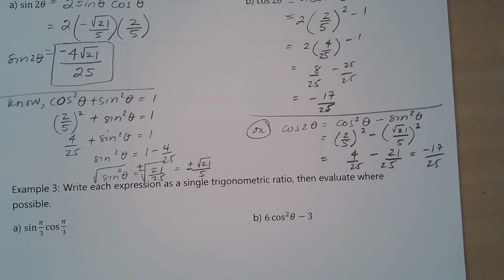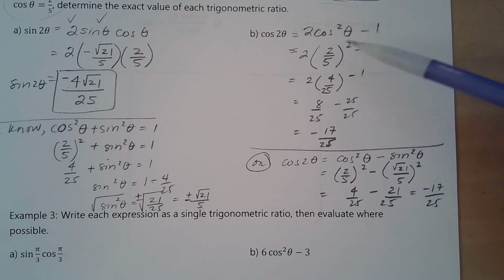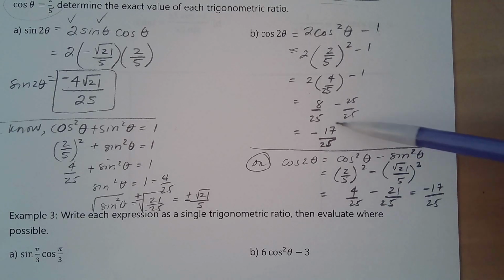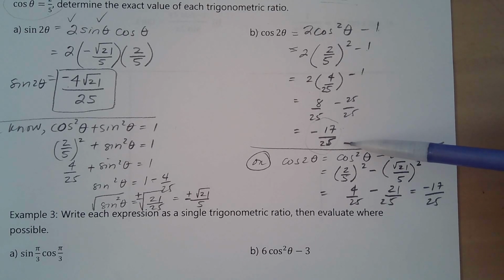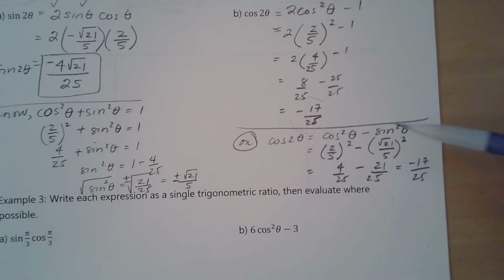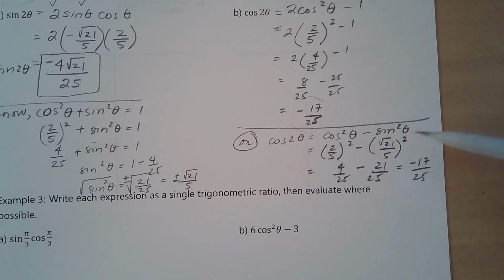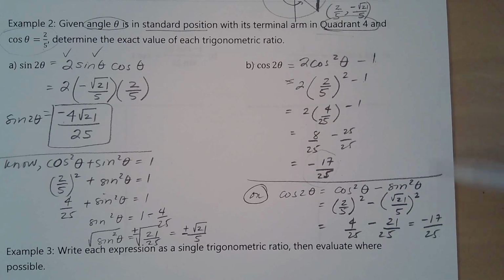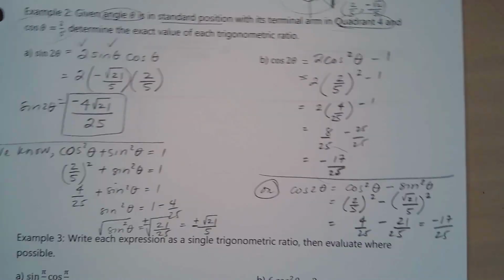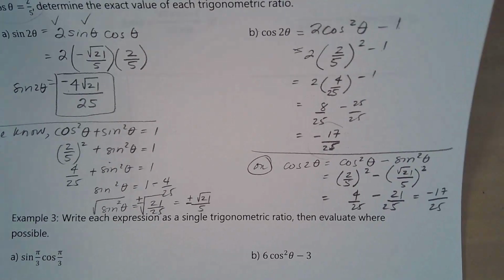Okay. So you probably tried that 2 cos squared theta minus 1, right? And I actually did 2 ways. I got negative 17 over 25. You got that? And then I did a different one, cos squared theta minus sine squared theta. Slightly different strategy, but we got the same thing. Okay, so for the test, you're only going to pick one. But I just showed you two different ways, and it works. Okay, good.